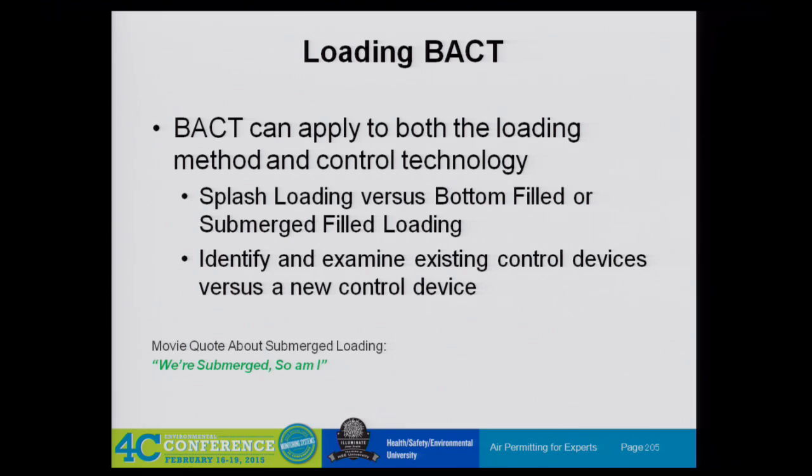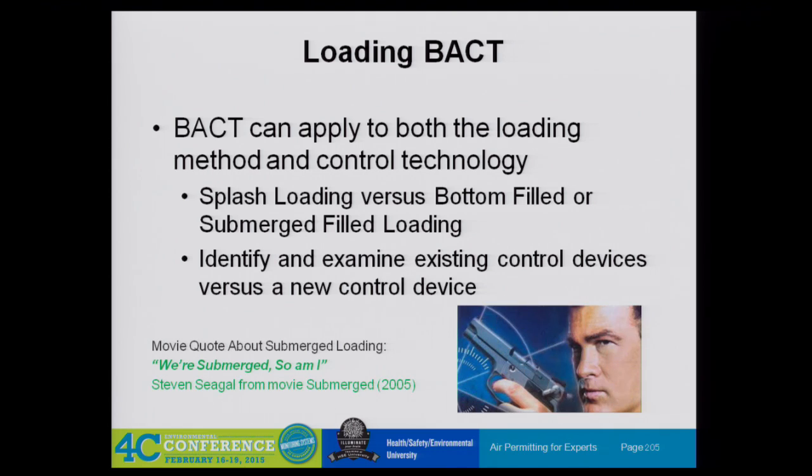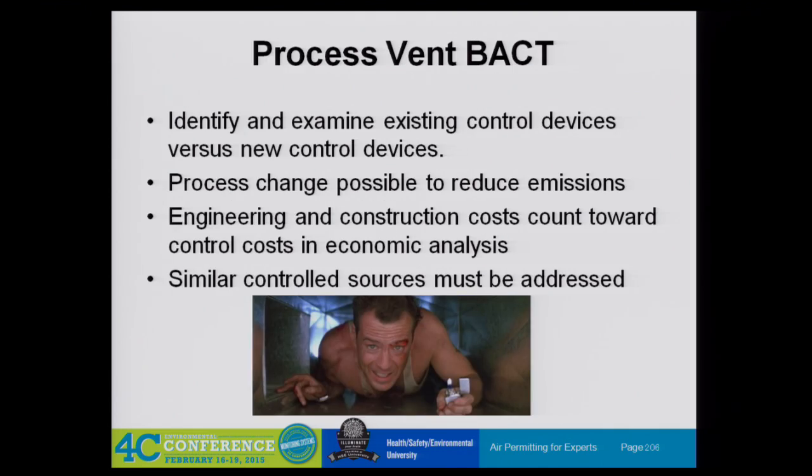For existing equipment, a lot of times, a loading rack is a good example of something that's maybe an unmodified source that's affected by your throughput increase. You're going to have more loading emissions, but you're not modifying the rack. As soon as you start modifying the rack, then you've got to do BACT for that rack, even if it was existing before, if you're modifying anything to accommodate the extra flow rates and the extra loading capacities.